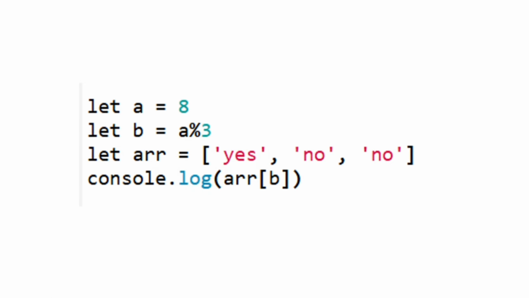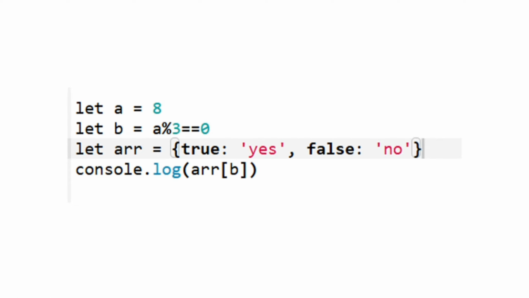So for that, what we are doing is creating one array with values yes, no, and no. So the index 0 is yes, 1 is no, 2 is no. So here the index represents the modulus operator output. So if A modulus 3 is 0, then it will print yes, or else it will print no. So in this way, we can resolve this question.